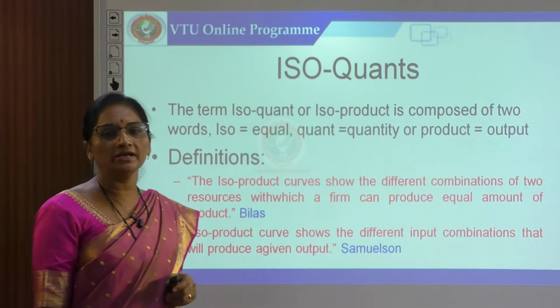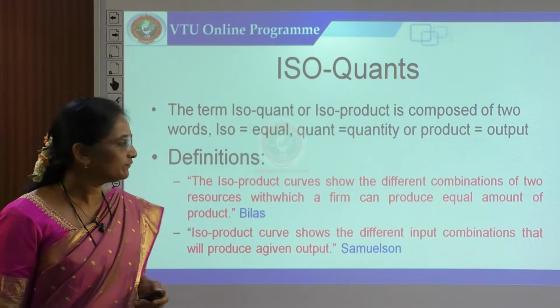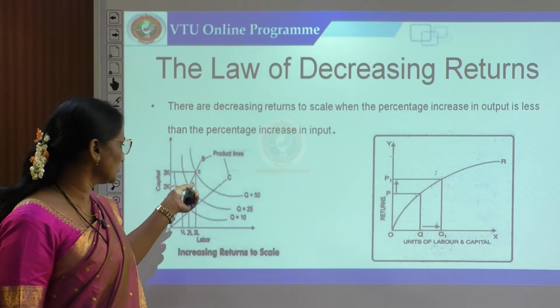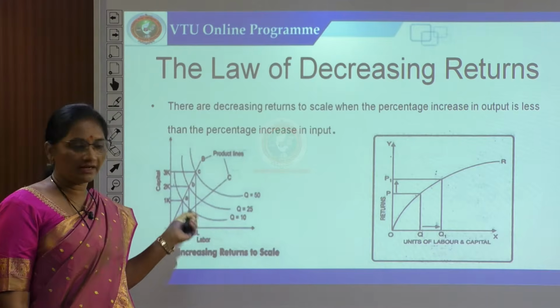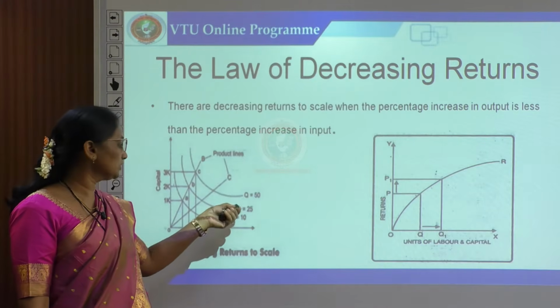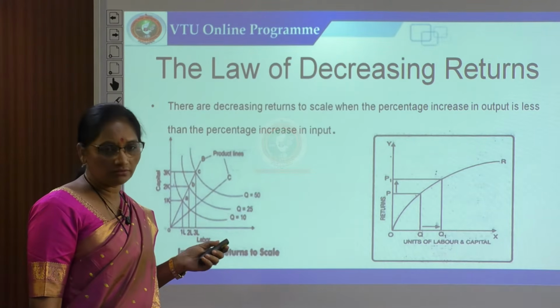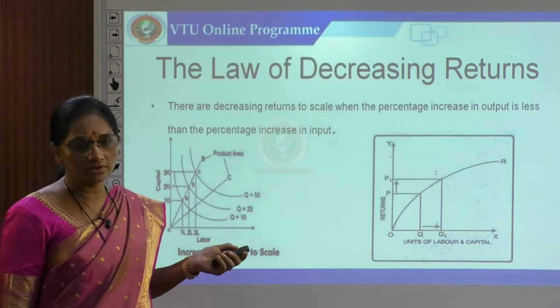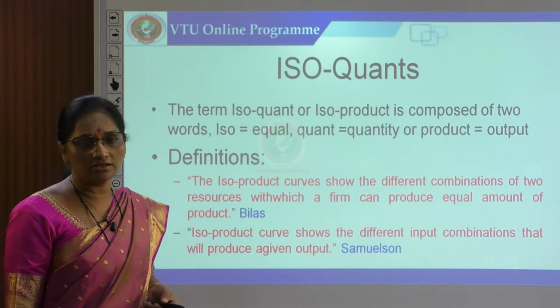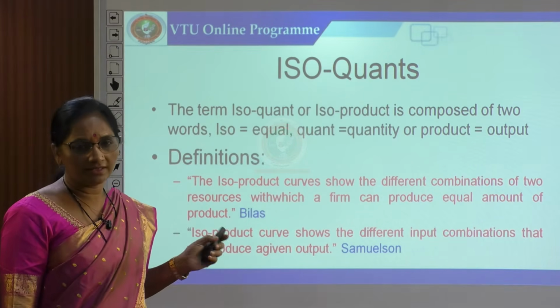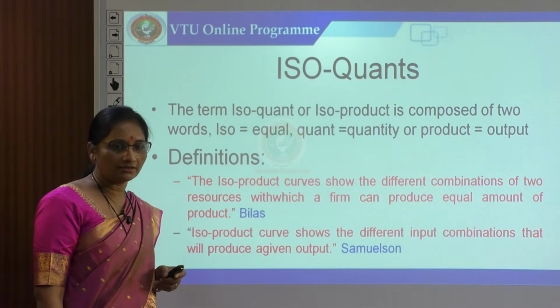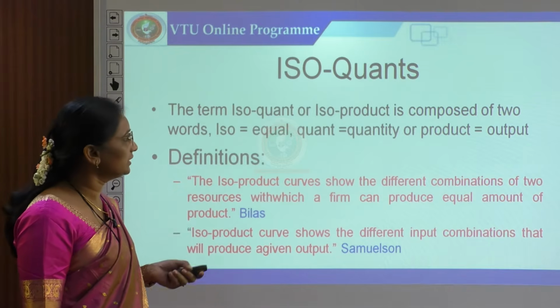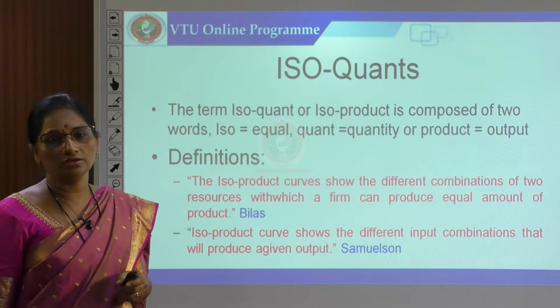Now I would like to explain isoquants. In the earlier classes you understood returns to scale with the help of the isoquant curves Q, Q1, Q2. So what exactly are those, and what is the nature of these curves? That is what we need to understand in this class. Isoquants are nothing but equal product curves.